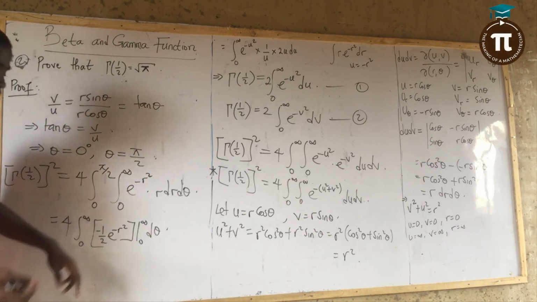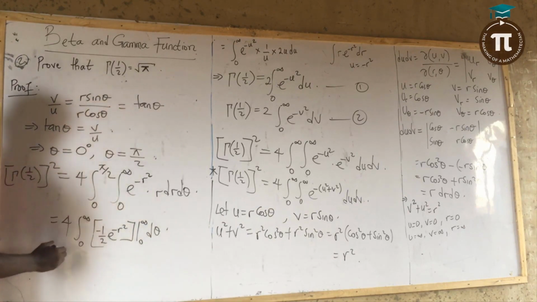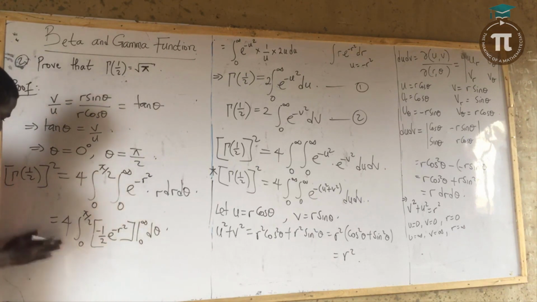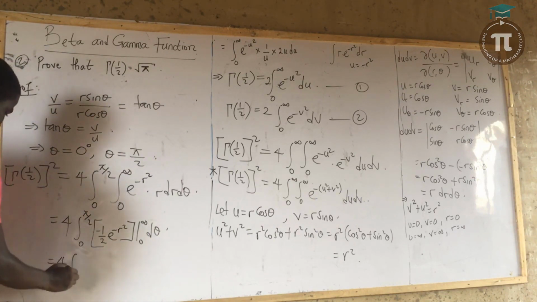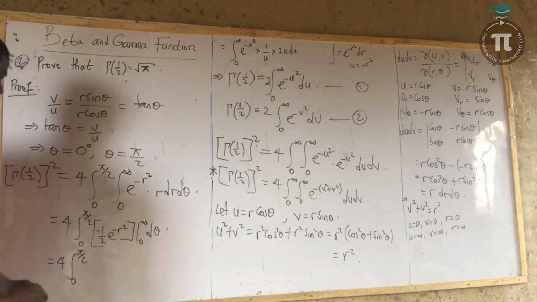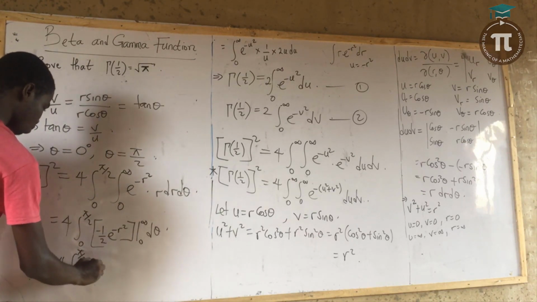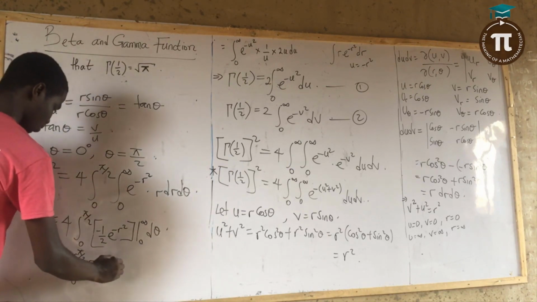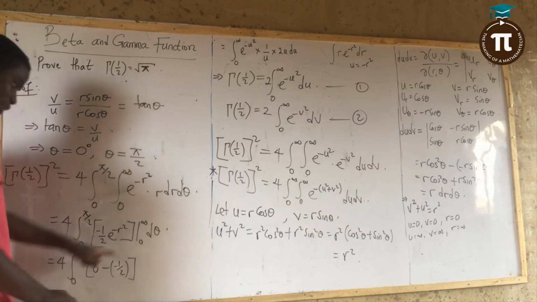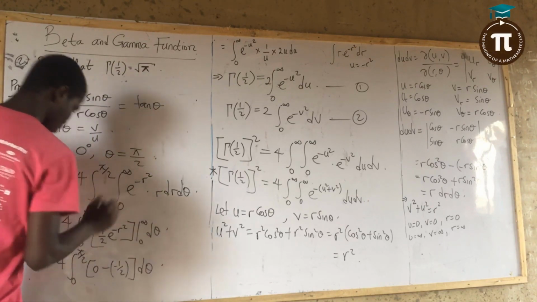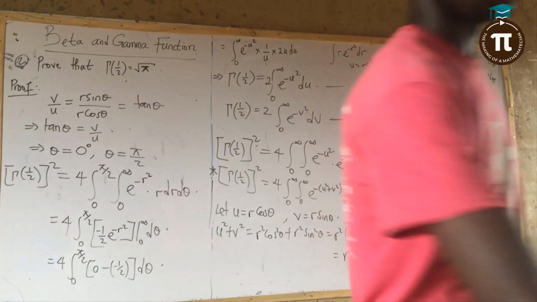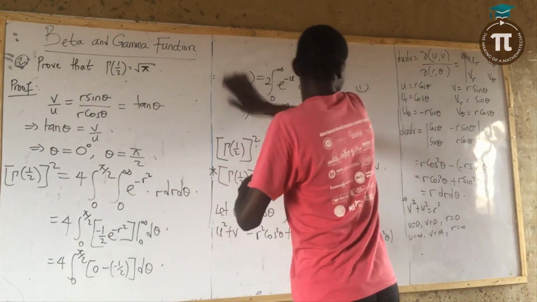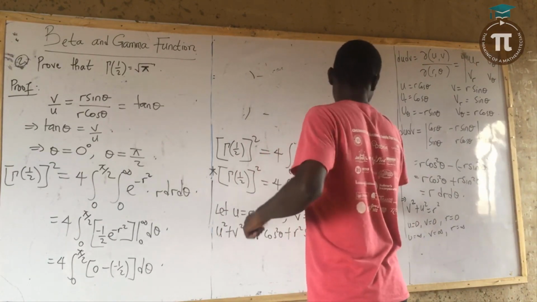So this is what I have. When you put infinity here, this is e raised to power minus infinity, which will give me 0. This one will become 4 integral from 0 to pi over 2. Put infinity, this one will be 0. Minus, put 0. e raised to power 0 is 1. So this one will still give me minus 1 over 2. Just substitute, you will get it, d theta. So at the end of the day, this is what I'm going to have.